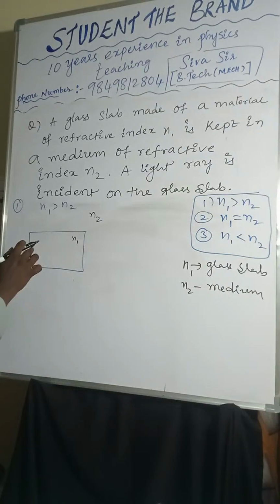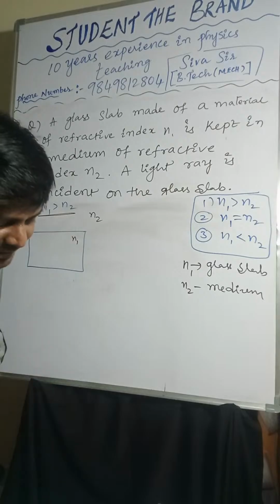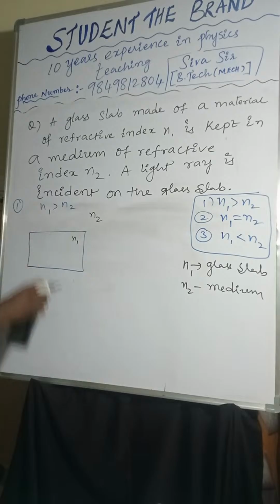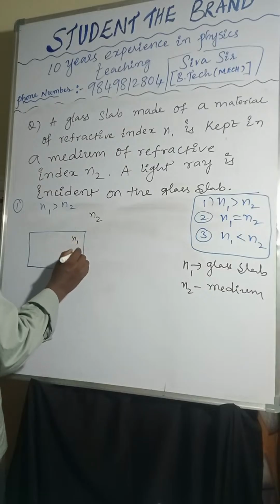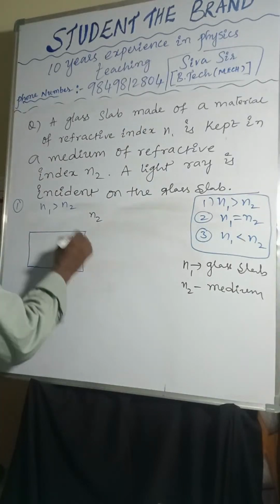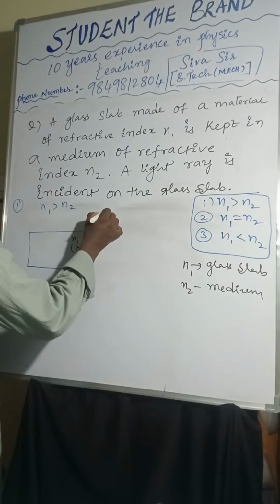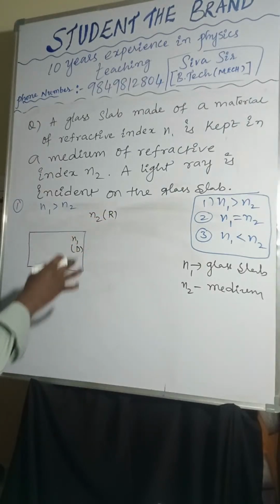So here you can understand one thing. By seeing this condition, N1 greater than N2 means the refractive index of the glass slab is greater. In this case, the glass slab is the denser medium and N2 is the rarer medium. So we should take only this condition.